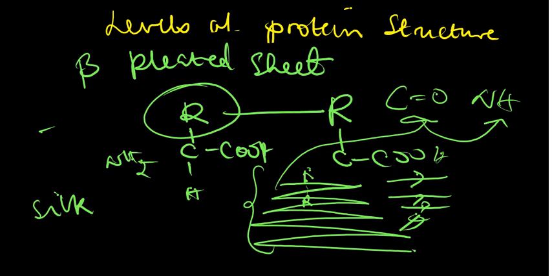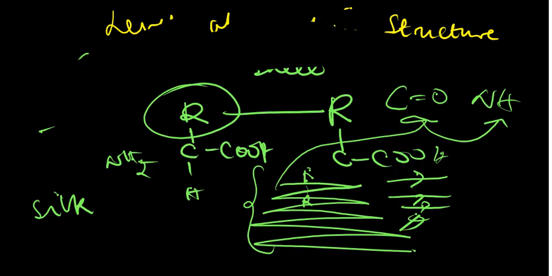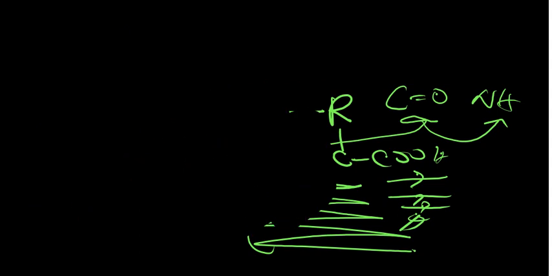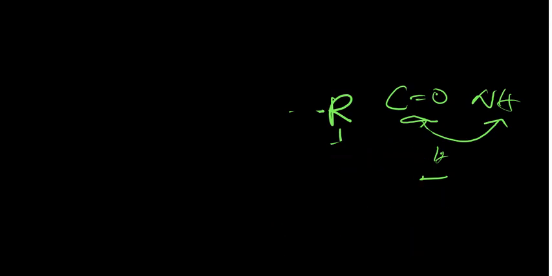So the next level of protein structure that we talk about is the tertiary structure. All right, so what exactly occurs in this tertiary structure?